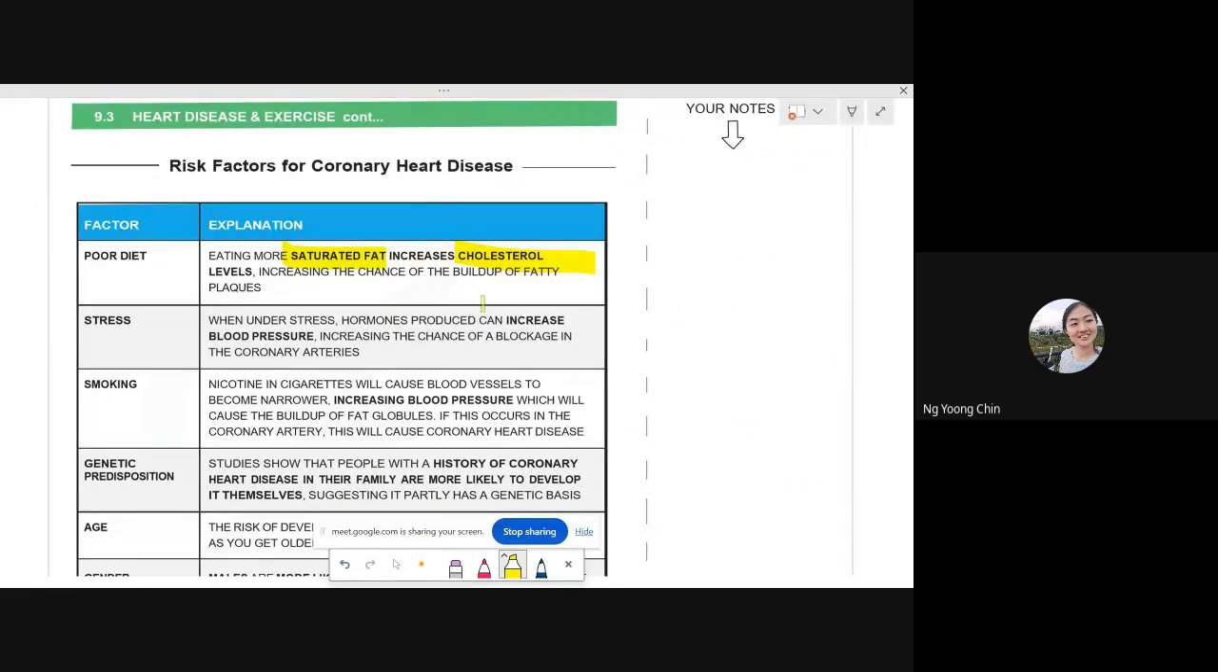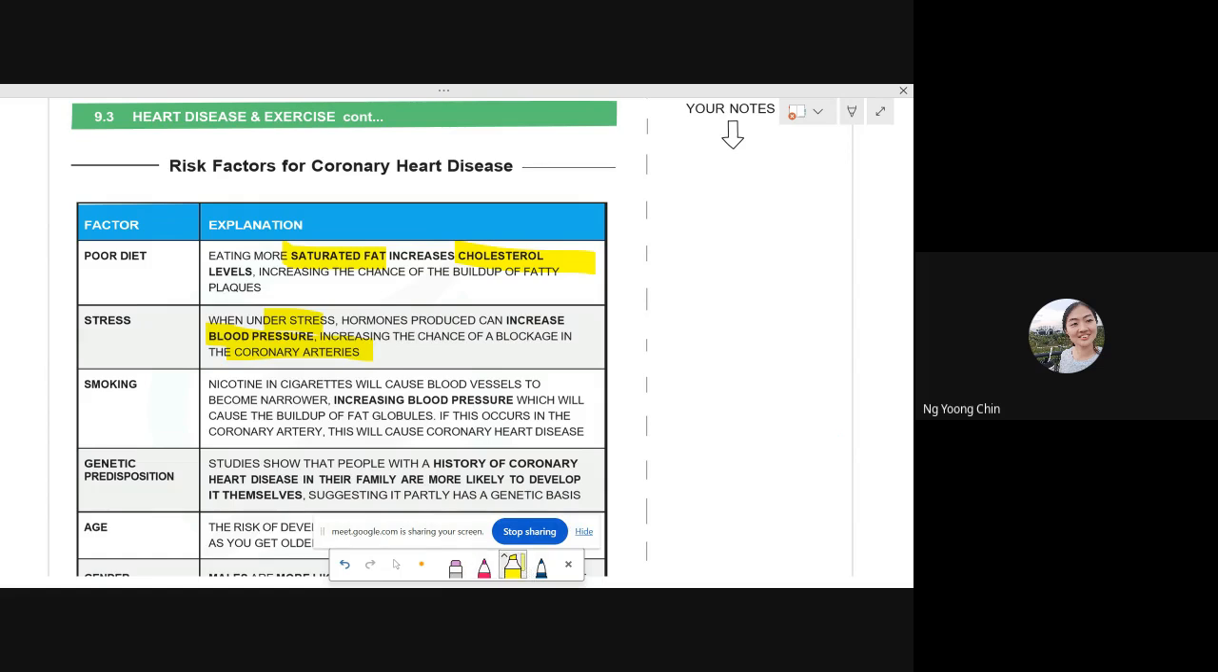And then stress: the hormones produced can increase the blood pressure, increasing the chance of blockage in the coronary artery. So, Adam Suyang, don't be stressed. Because if you feel under stress, you will produce a hormone, and these hormones can increase your blood pressure. 高血压. That's why they always say 高血压, 心脏病, which is high blood pressure and heart attacks, always come together, also together with diabetes or obesity.